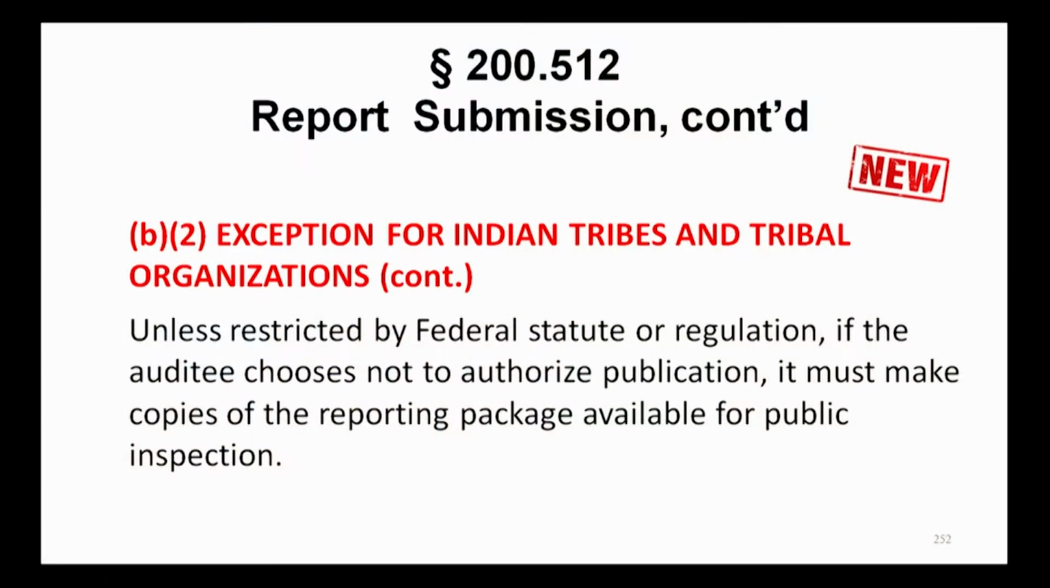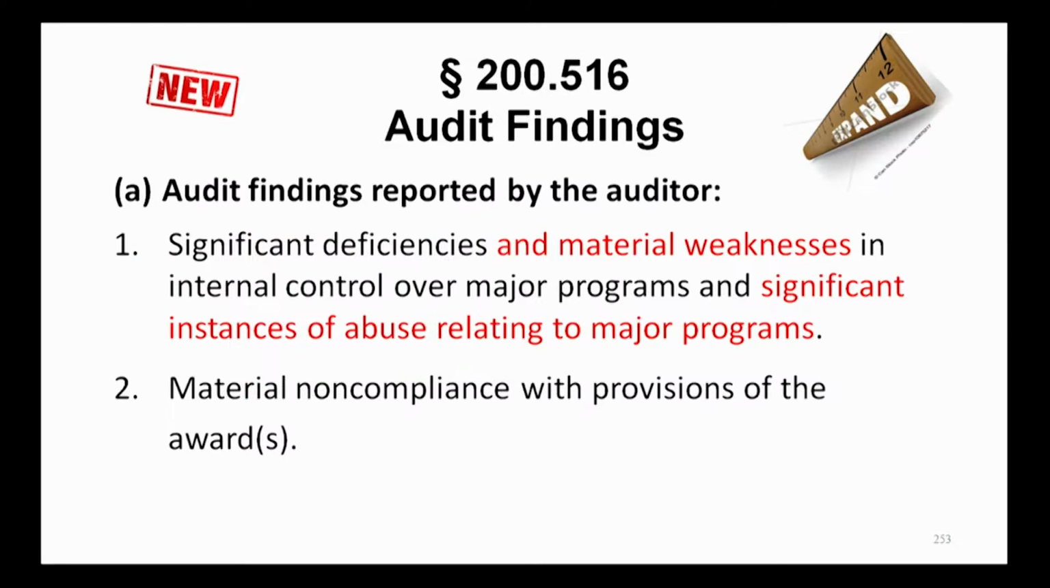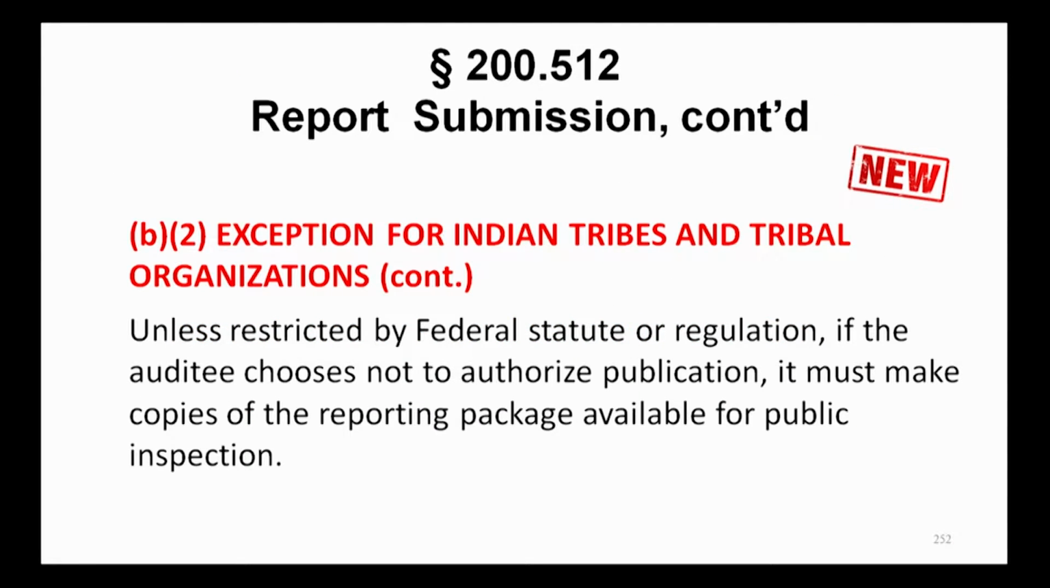Again, B2 continues on the exceptions and the conditions if you elect to do that: unless restricted by federal statute or regulation, it must make the copies of the reporting package available for public inspection. So you still have to make it available if someone wants to come and see it. It has to be made available for public inspection. So, questions on that? Sound good?